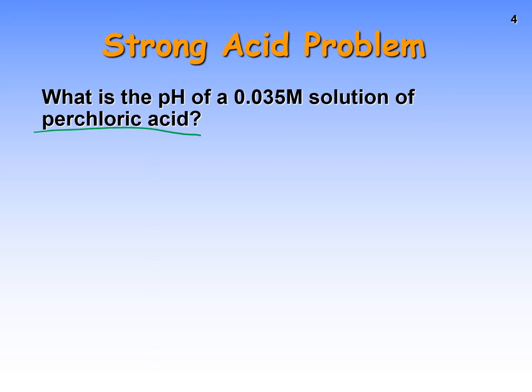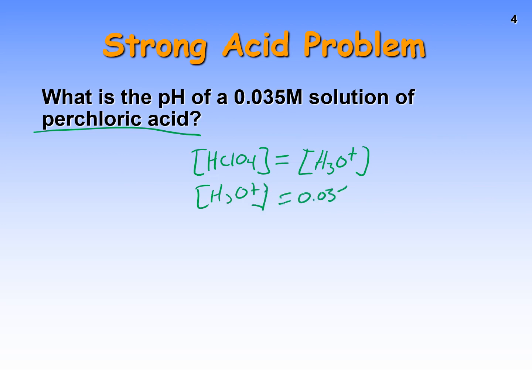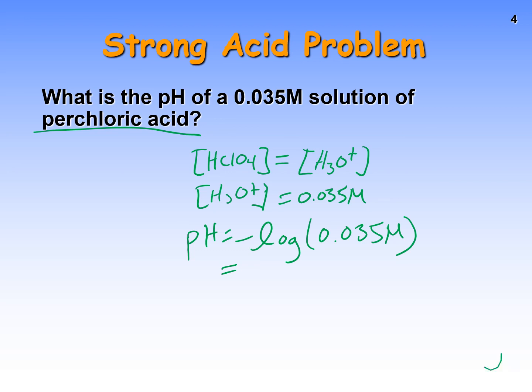But because this is a strong acid, we can say, hey, the concentration of HClO4 is really equal to the concentration of H3O+. In other words, my H3O+ concentration is equal to 0.035 molar. And my pH is going to be equal to negative log of that H3O+ concentration, and I can get that pH. In this case, the pH is going to be 1.46.